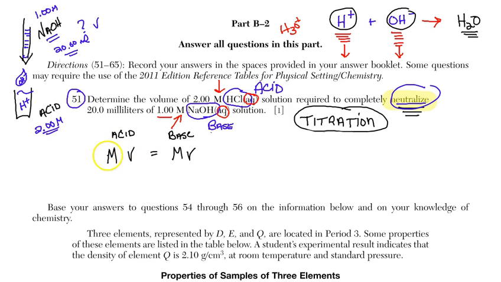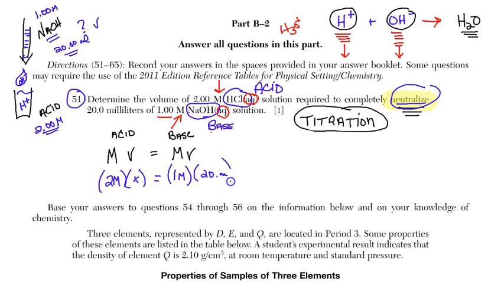So here we go with my titration formula I got from Table T. MV of the acid equals MV of the base. And here's what I have. I have a 2 molar HCl solution. Okay, so there's my 2 molar solution. They're trying to solve for the volume, so if you want to use X as your unknown, be my guest. Okay, and we have a 1 molar solution of my base, and we have 20 milliliters of it.